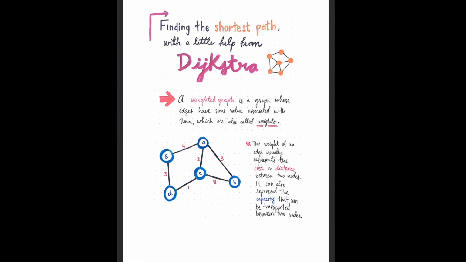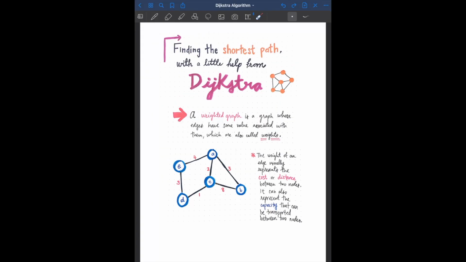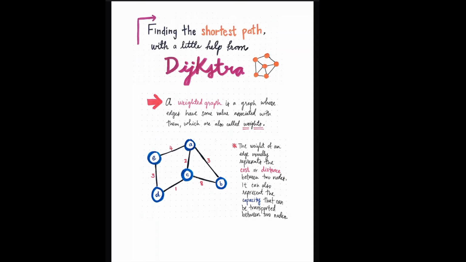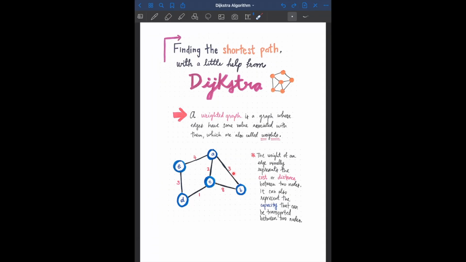So what is a weighted graph? In a weighted graph we have edges and every edge has some value associated with it, which is also called a weight. The weight of an edge usually represents the cost or distance between two nodes. For example, from D to C we have a weight of 1 and A to B we have a weight of 3. That is a cost or distance. It can also represent the capacity that can be transported between two nodes.